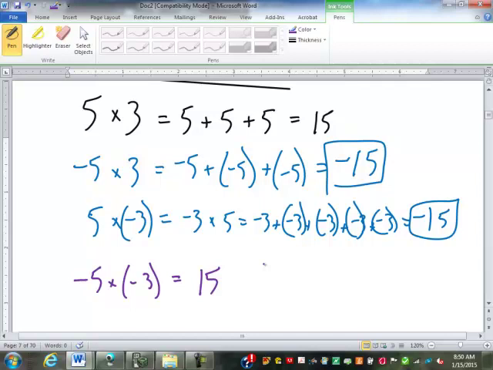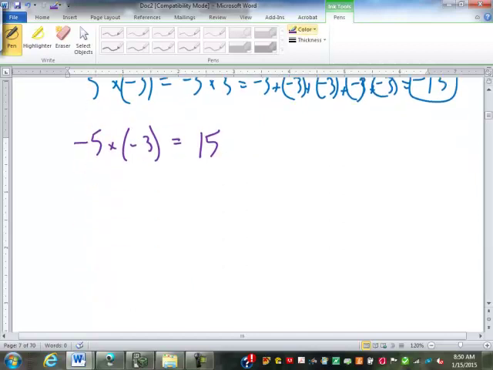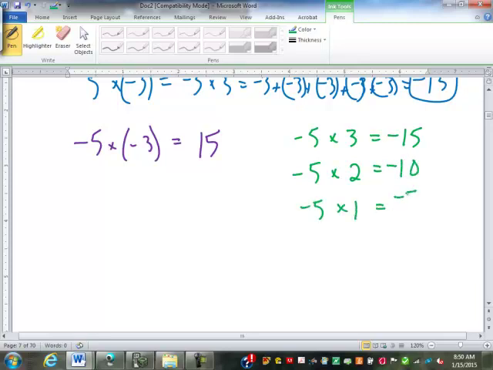And this happens in math a lot, where we run into stuff where the definition breaks down and it doesn't work. So what we do is we look for a pattern and we just define the result to be whatever fits that pattern. So for this one, we said negative 5 times positive 3 was a negative 15. What would be negative 5 times positive 2? Negative 10. Negative 5 times 1, negative 5.